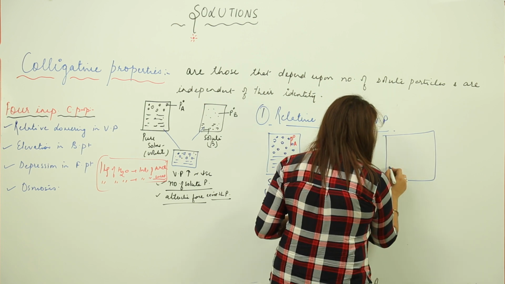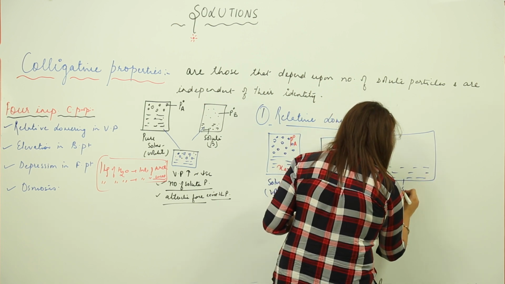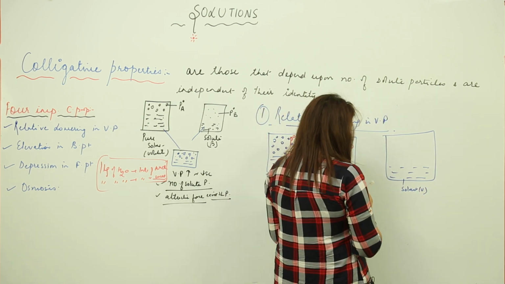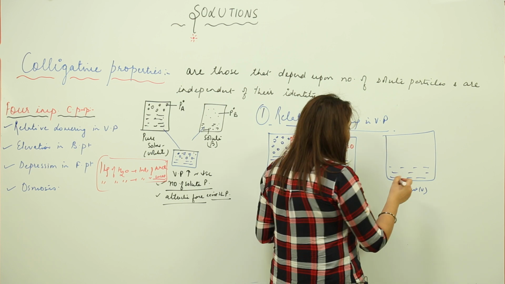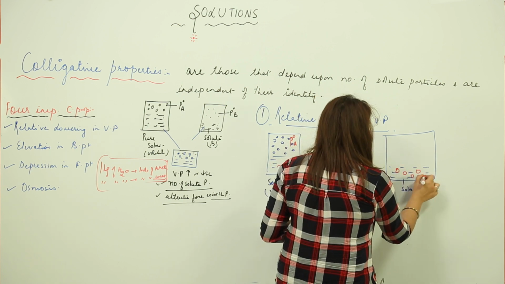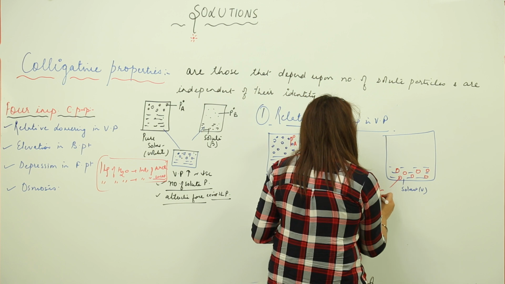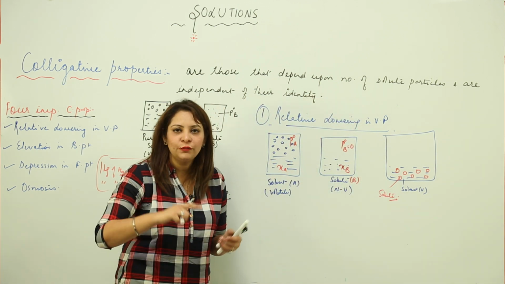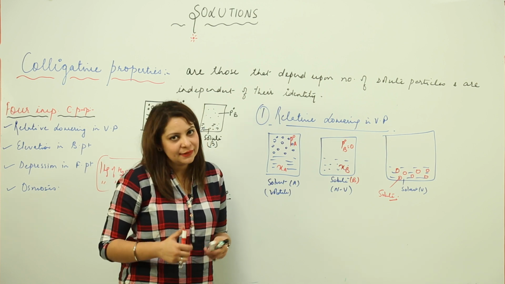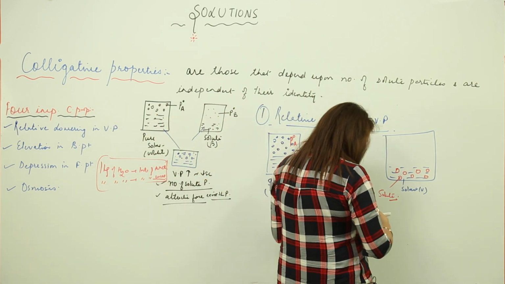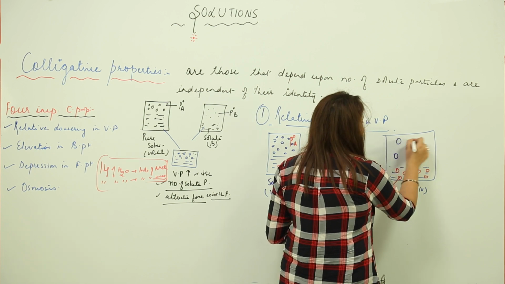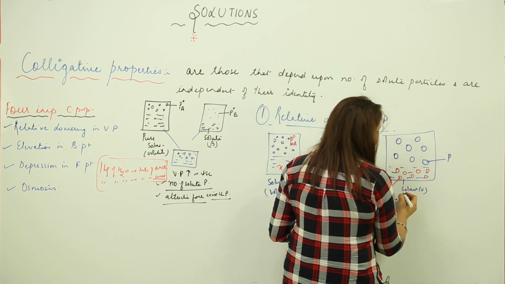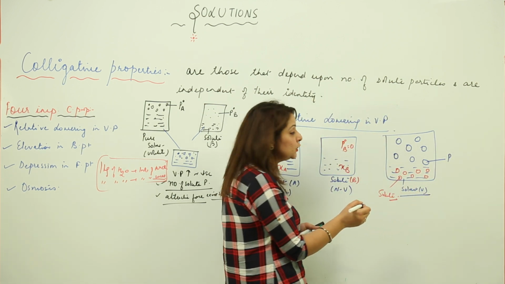So now in my solution, what do I have? I have a solvent which is volatile, that means it has an escaping tendency, and I have a solute. Let me make the solute with red. I have the solute which is non-volatile, that means it doesn't have an escaping tendency. So in this kind of solution, will I get to see vapors? Yes, definitely I am going to get vapors, but in this case the vapors are just going to be the vapors of the solvent, because the solvent is volatile and the solute is non-volatile.